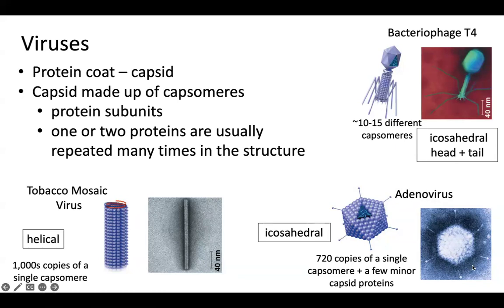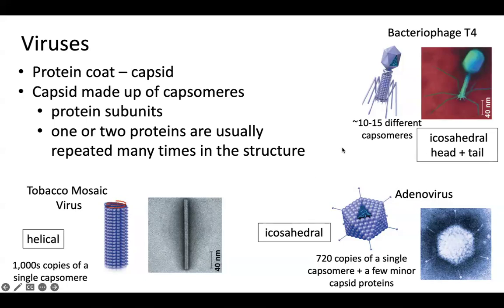We have another example over here with the adenovirus. This is icosahedral, which is essentially like a 20-sided figure. Again, mostly the capsomeres are all the same type, just identical copies making it up. There are a few things that are a little bit different, and here you can see these spike proteins coming out. Those are slightly different than the repeated capsomeres. Here's a bacteriophage. T4 is the type of bacteriophage. It's more complex, with an icosahedral head and an added tail portion, and 10 to 15 different capsomeres make up this more complex structure.